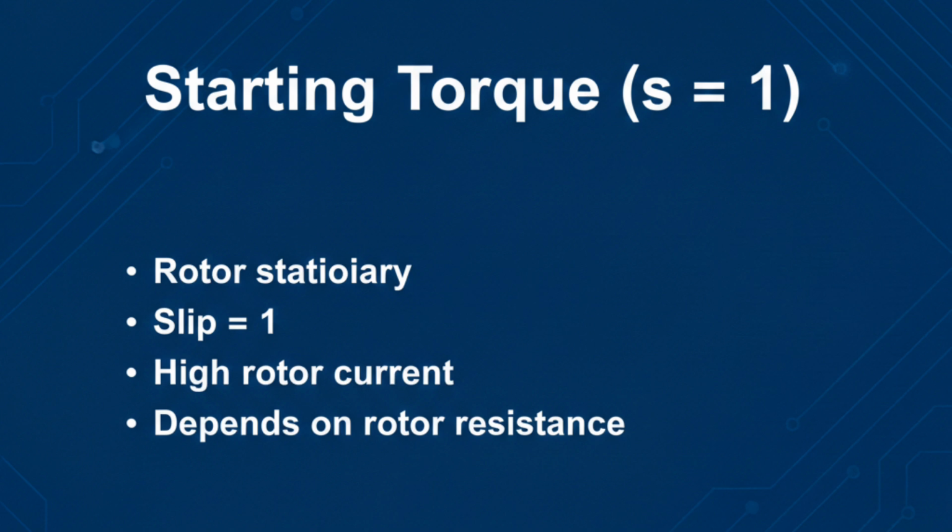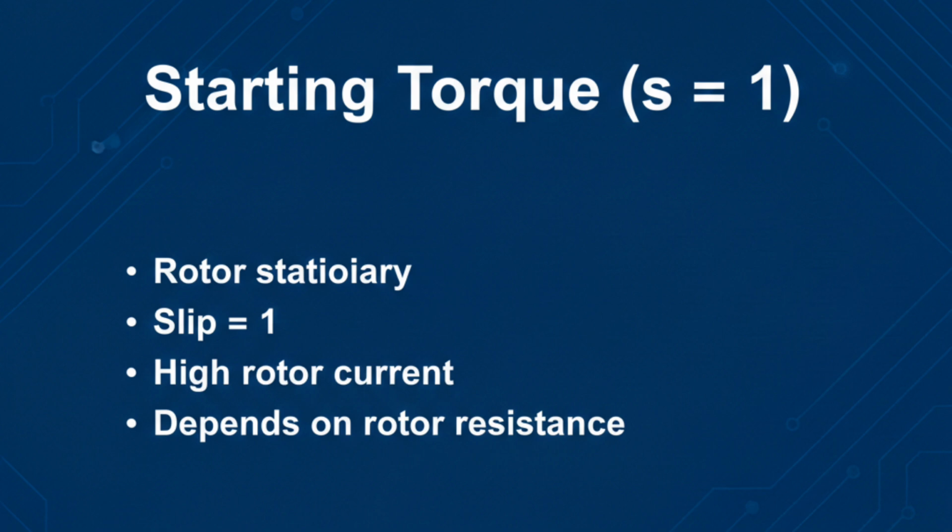Next, let us discuss starting torque. At starting condition the rotor is stationary, so rotor speed is 0 and slip is equal to 1. Under this condition, rotor-induced EMF and rotor current are maximum, and therefore the starting torque can be quite high. The value of starting torque depends strongly on the rotor resistance, which is why in slip-ring induction motors external resistance is added in the rotor circuit during starting to increase starting torque and limit starting current.